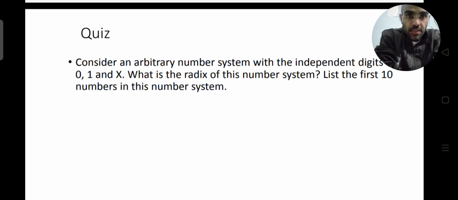So the question is, consider an arbitrary number system, that is the number system with unknown number of symbols or the unknown radix. Consider an arbitrary number system with the independent digits 0, 1 and x. What is the radix of this number system? List the first 10 numbers in this number system.